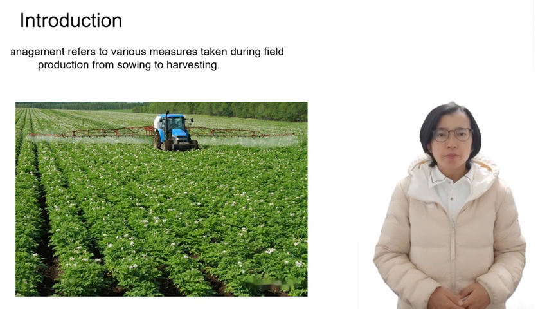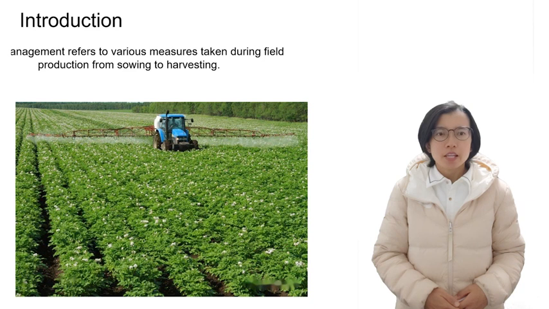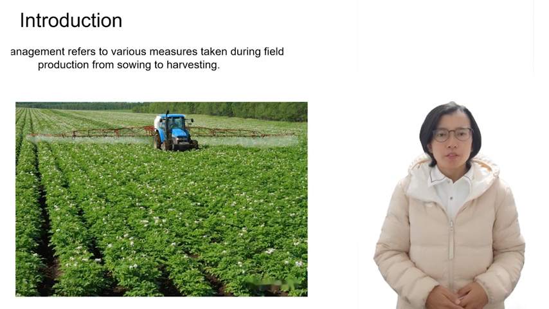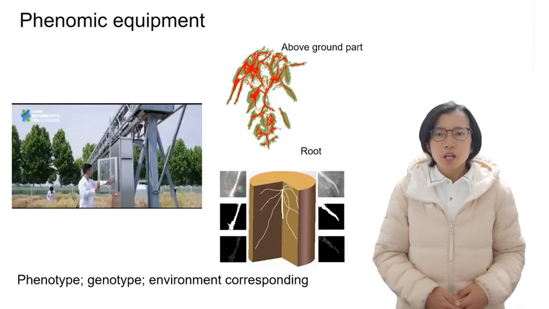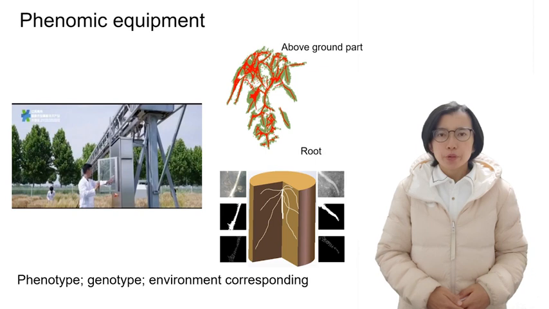sowing to harvesting, such as sowing, tillage, pruning, irrigating, frost prevention, growth monitoring, disease and insect prevention. In this report, I will mainly talk about the research in our group. It is about phenomic equipment and crop protection equipment. First, what is phenomic equipment?